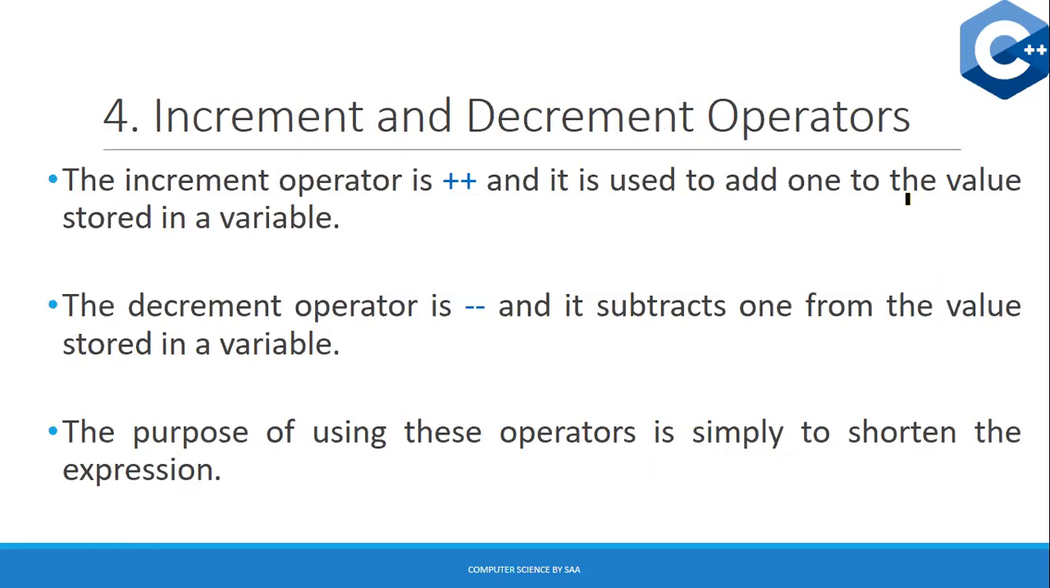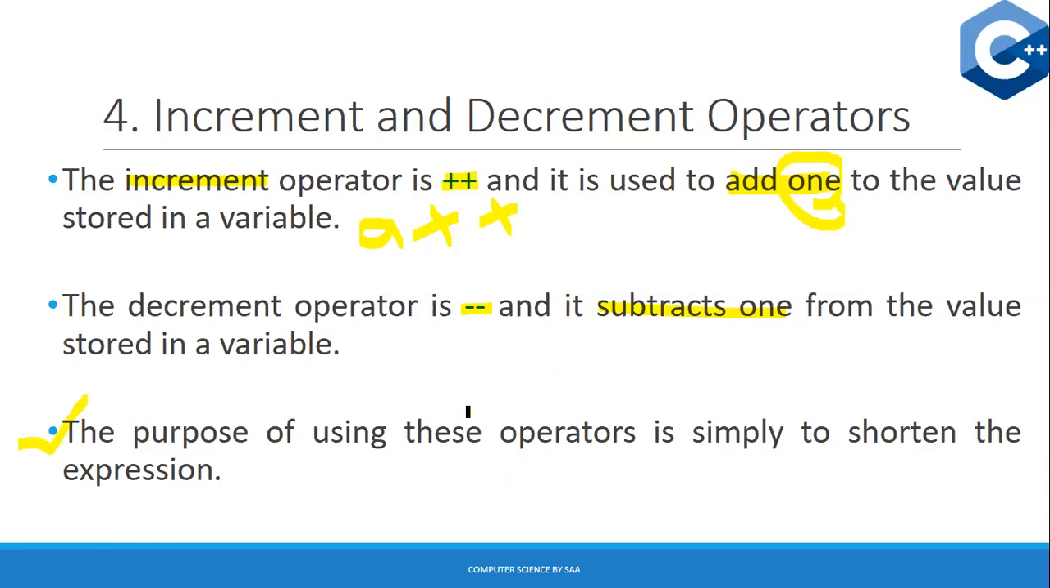The next type is increment and decrement operators. The double plus sign is known as the increment operator, and it is used to add one to the value that is stored in the variable. For example, if I have stored 3 in variable a, and if I write a plus plus, that 3 will become 4. It adds one to the variable. Then the double minus sign is known as the decrement operator, and it subtracts one from the value that is stored in the variable. The purpose of these operators is simply to shorten the expression.